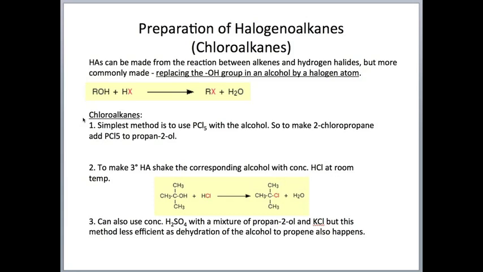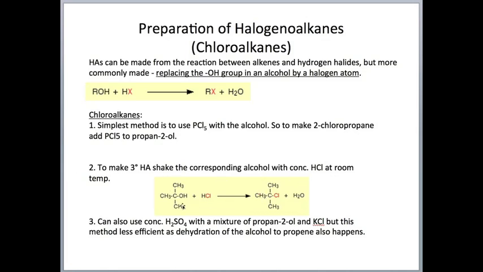So how do we make chloroalkanes? Well, the simplest method is to use phosphorus pentachloride with the alcohol. So for example, if you wanted to make 2-chloropropane, we would add PCl5 to propan-2-ol. To make a tertiary halogenoalkane, we shake the corresponding alcohol with concentrated hydrochloric acid at room temperature.